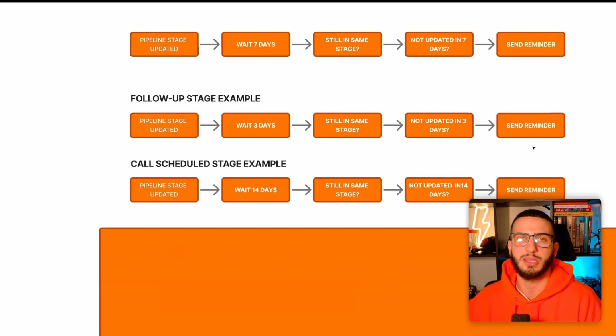For example, rather than sending a generic message saying, "Hey, you haven't updated this contact in the past 7 days," I would say, "Hey, this lead has been in a follow-up stage for 3 days. You should have followed up with him yesterday. Go ahead and follow up with him and update the stage."